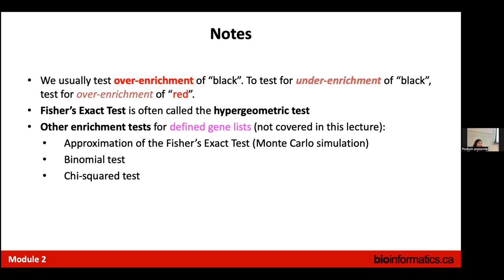The Fisher's exact test is often called the hypergeometric test in the tool. So if you look at the statistics of a tool and you want to see whether they are doing the Fisher's exact test or not, and you see hypergeometric test, usually it's an approximation of the Fisher's exact test. Sometimes they use Monte Carlo simulation to approximate the test. And some other tools in the same category will also use the binomial test or the chi-square test.